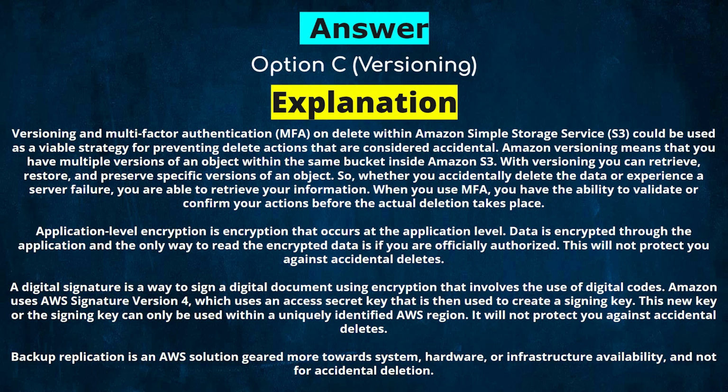A digital signature is a way to sign a digital document using encryption that involves the use of digital codes. Amazon uses AWS Signature version 4, which uses an access secret key that is then used to create a signing key. This new key, or the signing key, can only be used within a uniquely identified AWS region. It will not protect you against accidental deletes. Backup replication is an AWS solution geared more towards system, hardware, or infrastructure availability and not for accidental deletion.